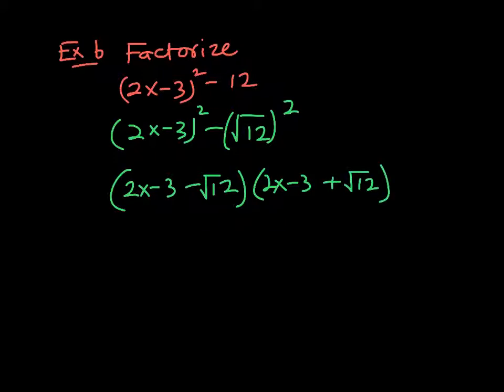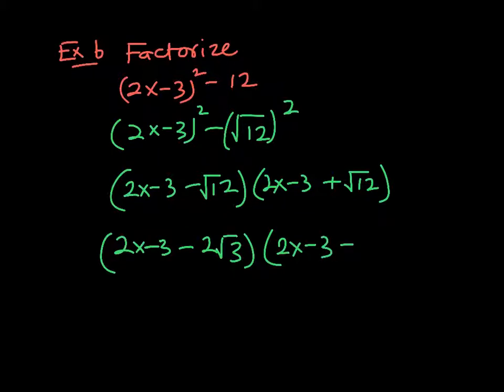Well, root 12 can be broken down, so we can write it as 2x minus 3 minus root 12, which is actually root 4 times 3, so that is 2 root 3. Okay, and 2x minus 3 plus 2 root 3. Well, if you don't know how I arrived at 2 root 3, I will advise you to take time to watch the videos on the surds section, which some people call radicals. We tried to explain how to simplify surds and break them down from bigger numbers to much more manageable numbers.